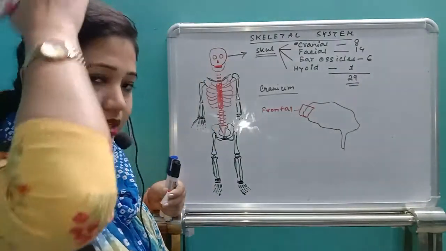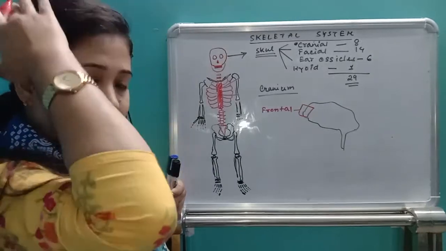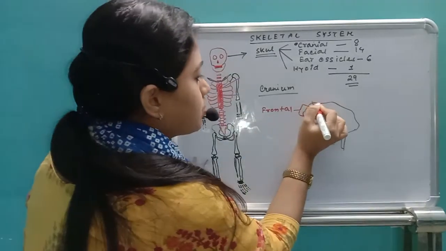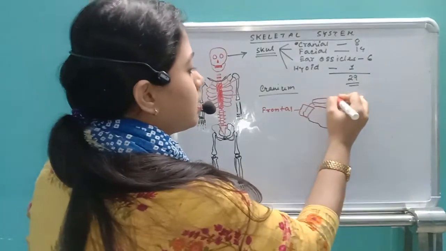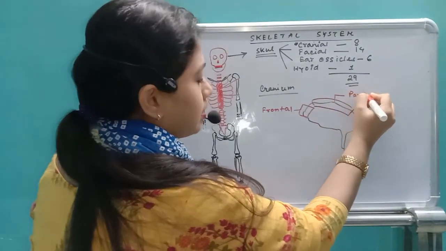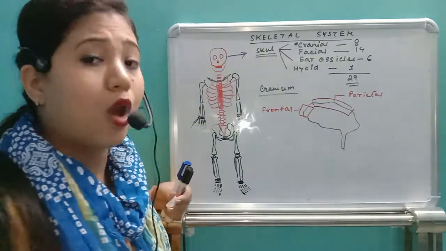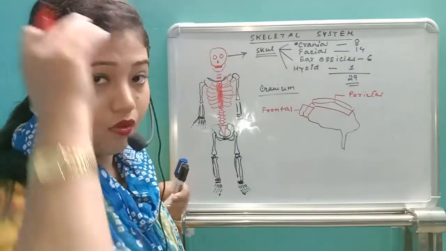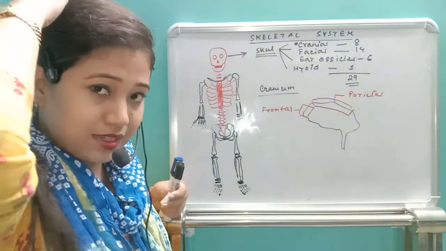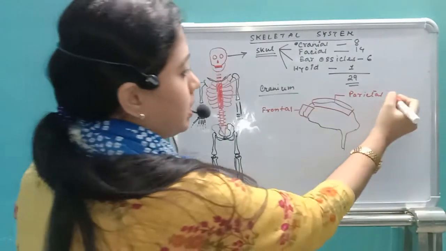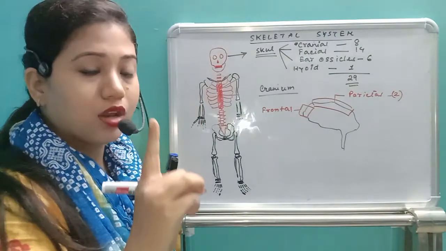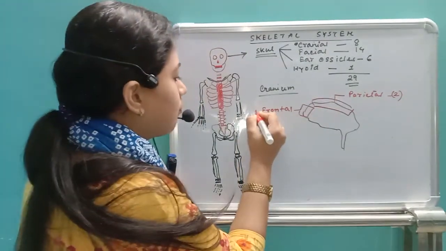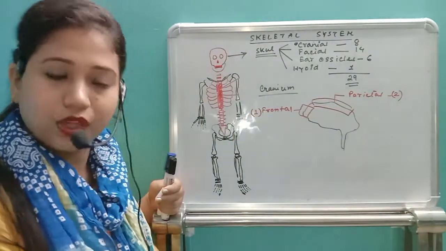Now just back this side, this region, the roof. This roof is going to be the next bone. What can we call it? This will be called the parietal. How many parietals do you have? On both sides, one parietal here, one parietal here. So in this roof we are going to have 2 parietals. How many frontal bones? Only one.